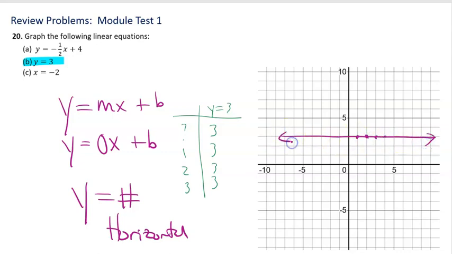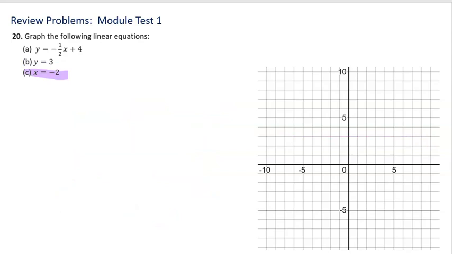But I think it really is just smarter to memorize that y equals a number is a horizontal line, which means the next one, x equals a number, must be a vertical line, and it absolutely is. So we're graphing x equals -2. Now this is the one equation that there's no way in the world you can write as y equals mx plus b, because there is no y.